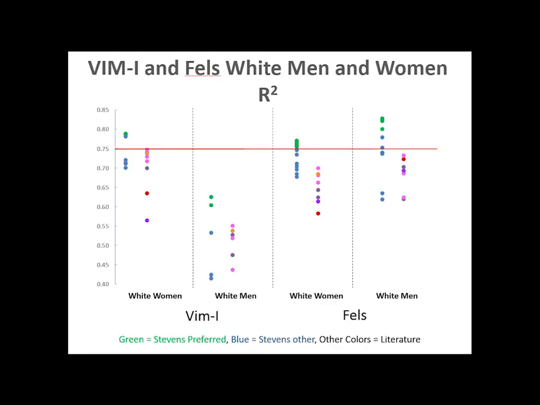So this slide shows you the R-square in these external data sets. You see I've got down here the results from VIM1 and the results from FELS. On the left-hand side within each panel are the equations that we developed with the lasso. The green dots are the ones that I called the preferred equations, and the blue dots are the others. And then in this column to the right are all those other equations I showed you in the literature. And what I want you to get out of this is, I used this criterion of 0.75 here just for you visually to say, okay, did it do pretty well for an external validation?